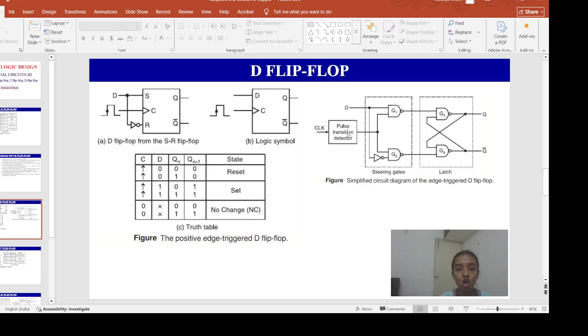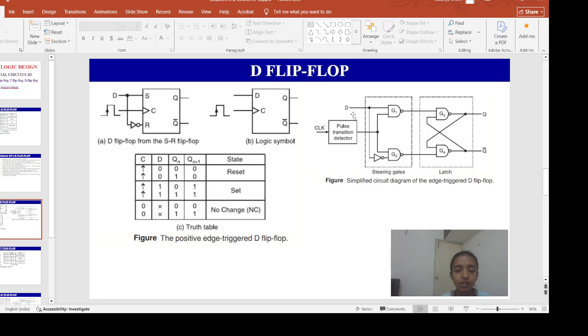Similarly, when the clock is 1 and D is 0, the flip-flop output will be 0. So, if D changes while the clock is high, Q will follow and change automatically. That means, in one word, when the clock signal is high, the output will simply follow the D input.